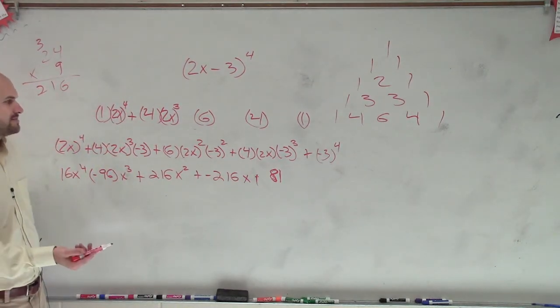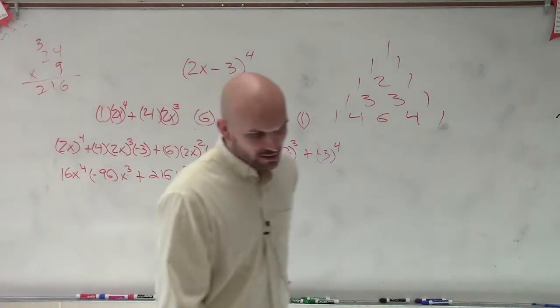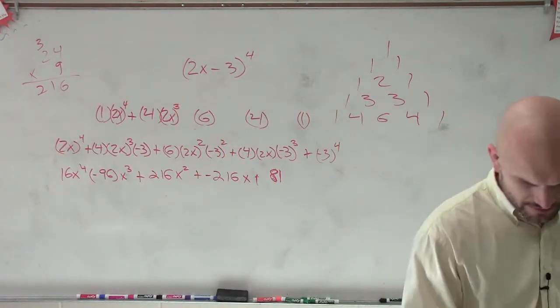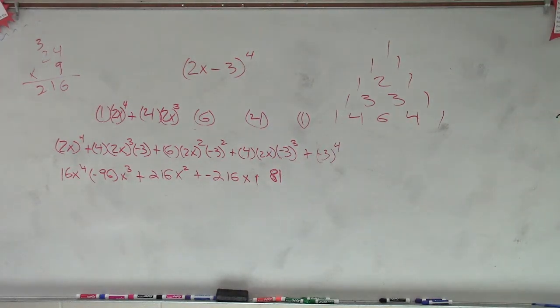All right, so negative 27 times 4 times 2 is negative 216. That one's correct. So there we go. Looks good. Good job, guys.